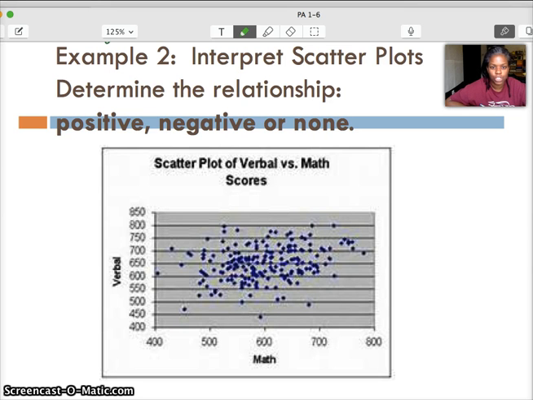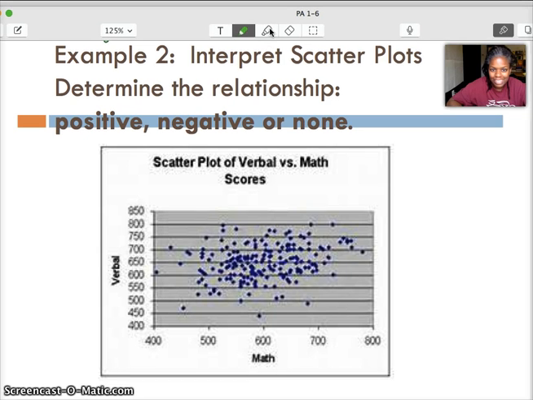Interpret the scatter plot. Determine the relationship. Is it positive, negative, or none? Look at it. Tell me. It looks a little like maybe it's going up, but then it's kind of chaotic too, right? They're illustrating a relationship between the mathematical scores on, I'm assuming SATs, because these look like SAT scores, and the verbal scores on an SAT. And basically, if the person does well in math, do they necessarily do well in the verbal section?